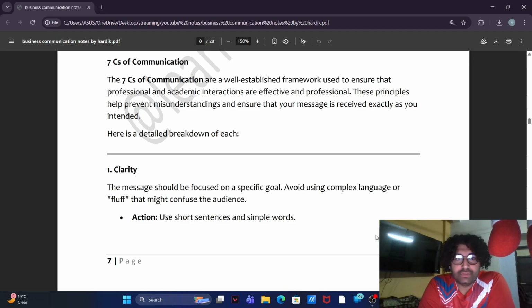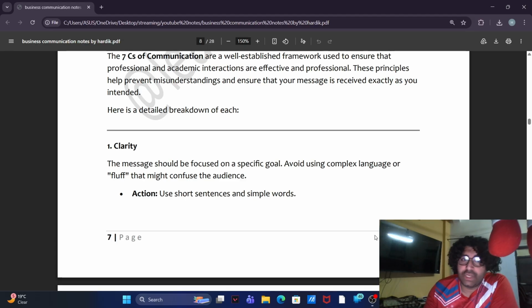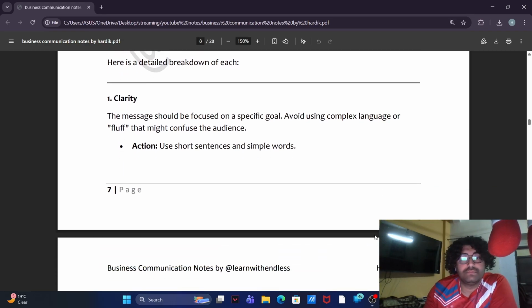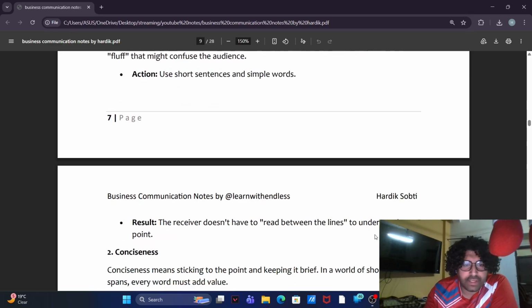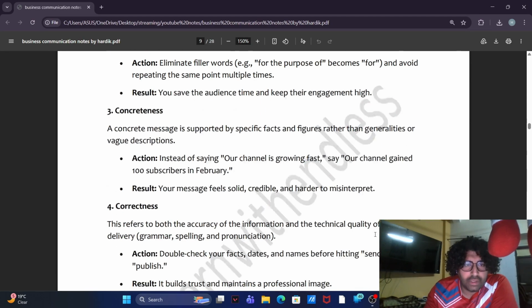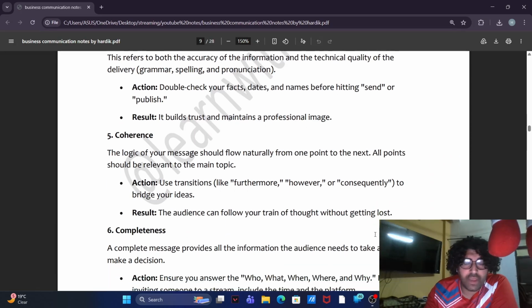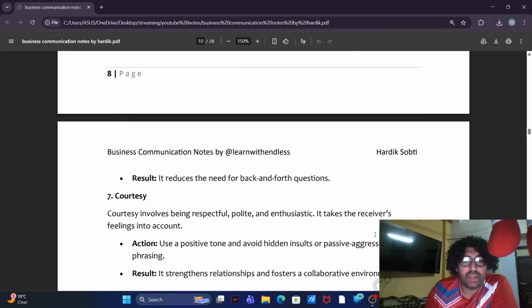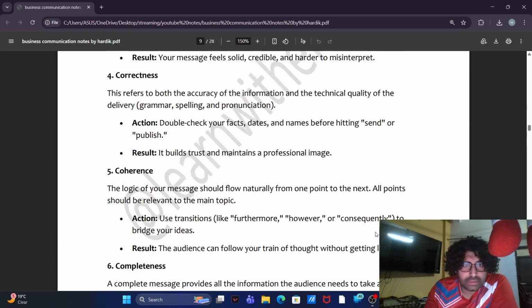Seven C's of communication. The seven C's of communication are a well-established framework used to ensure that professional and academic interactions are effective and professional. These principles help prevent misunderstanding and ensure that your message is received exactly as you intended. Here is the detailed breakdown of each. The first one is clarity, second is conciseness, third is concreteness, fourth is correctness, fifth is coherence, sixth is completeness, and the last one is courtesy. Let's discuss them in detail.